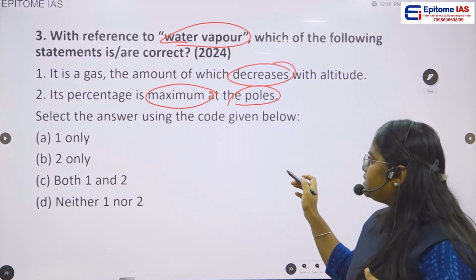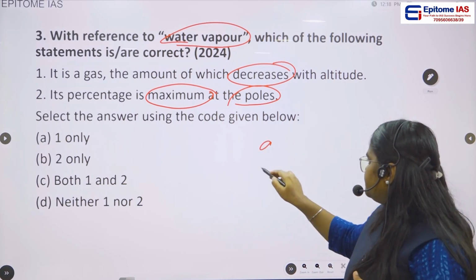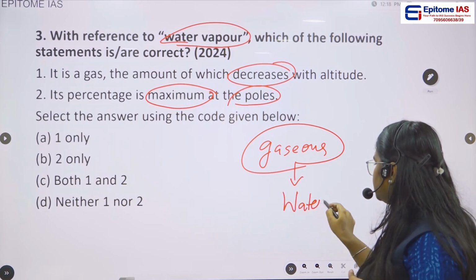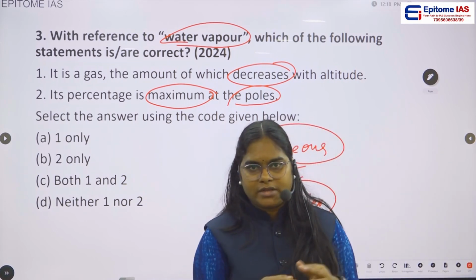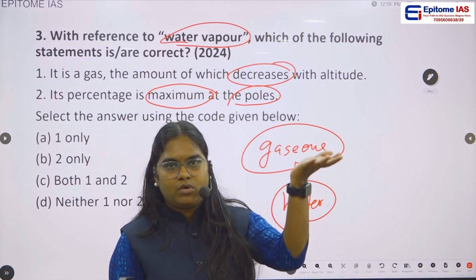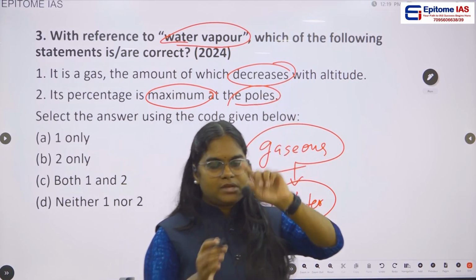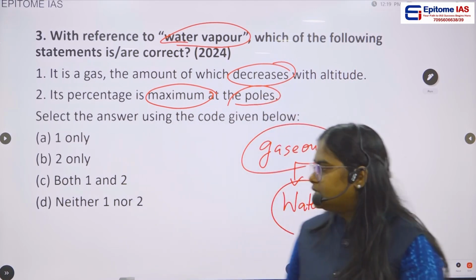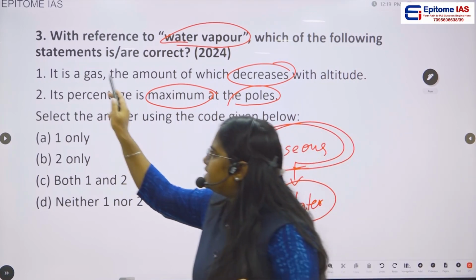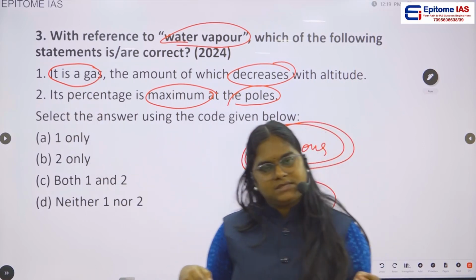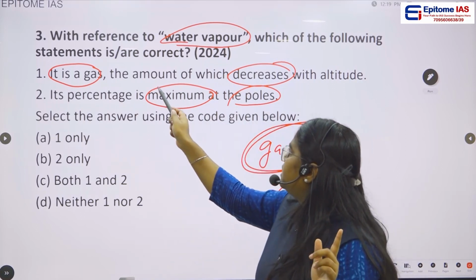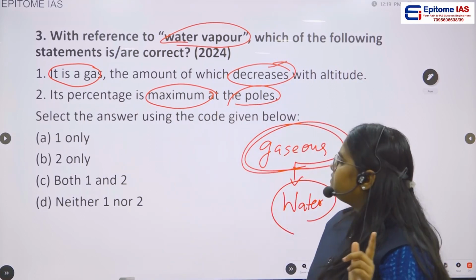In case of water vapor, it is actually the gaseous form of water. After getting evaporated, the water present in oceans and streams forms water vapor and is present in the atmosphere. You all know that. So the gaseous form of water is called water vapor, and what they are saying is it is a gas. Yes, this is a gas. Water vapor is a gaseous form of water. Then, the amount of which decreases with altitude.